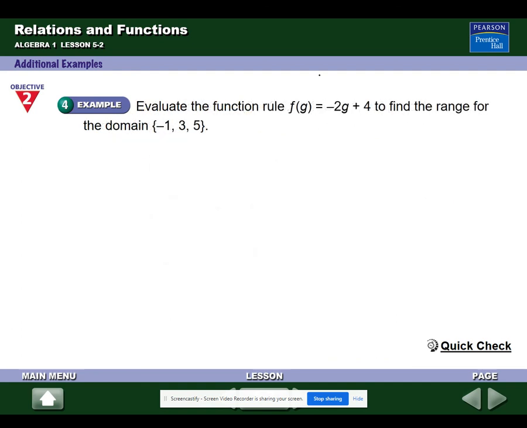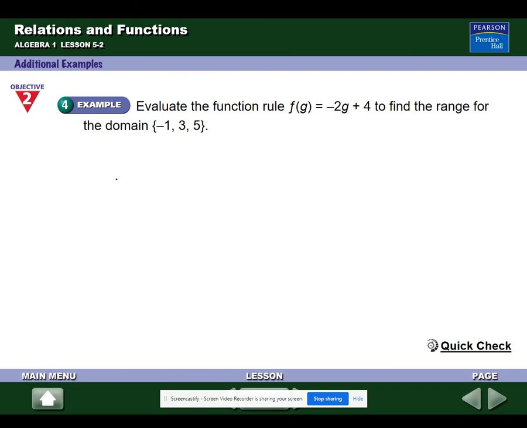All right, now evaluate the function rule f of g is equal to -2g plus 4 to find the range for -1, 3, 5. Again, it's almost the same question. They're just modeling it a little bit differently. And I do want to emphasize now function notation. So what's the point to this? Why is it f of g? Why don't they just stick with y?